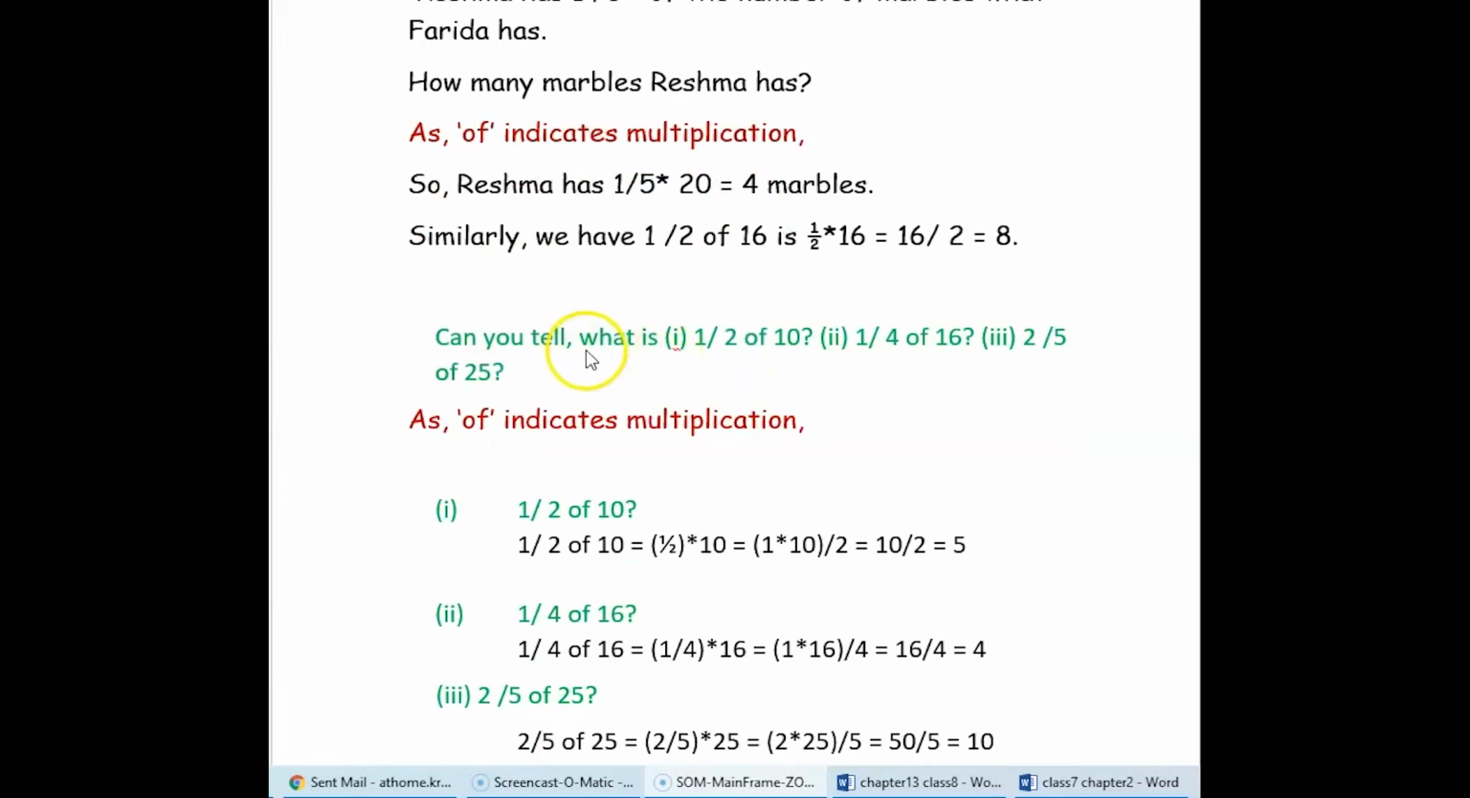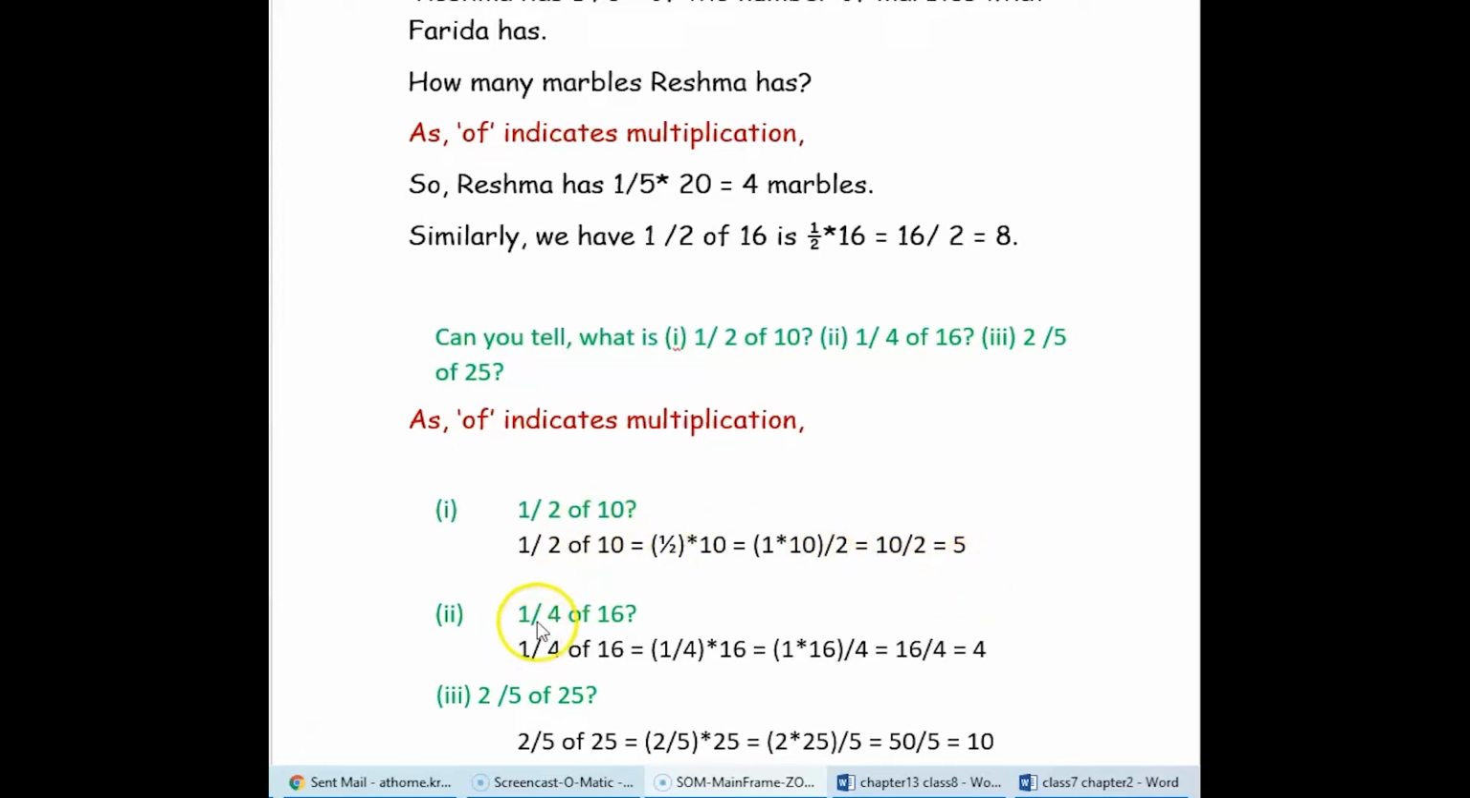Now, can you tell what is half of 10? So how will we write half of 10? Half into 10. So it's a fraction and a whole number. So we can multiply the numerator with the whole number directly. So 1 into 10 divided by 2. 1 into 10 is 10 divided by 2, which is 5. So half of 10 is 5.